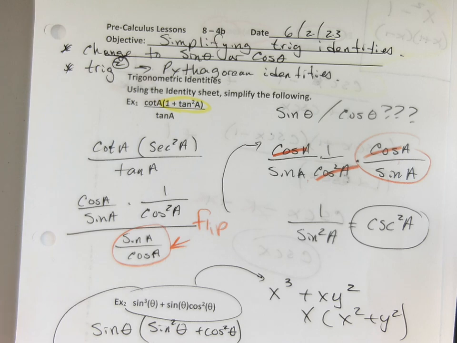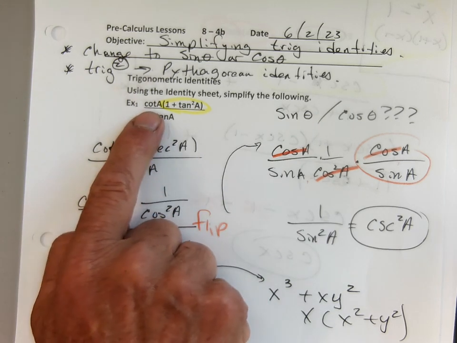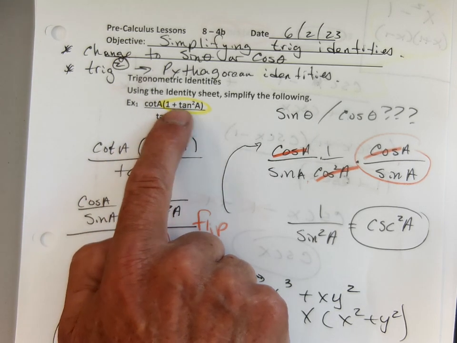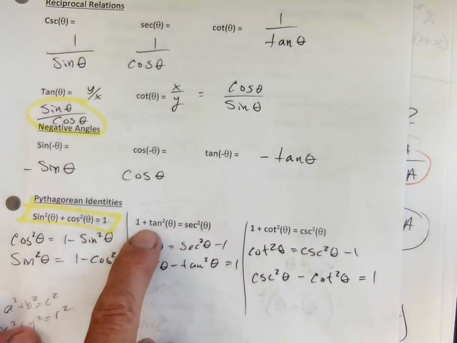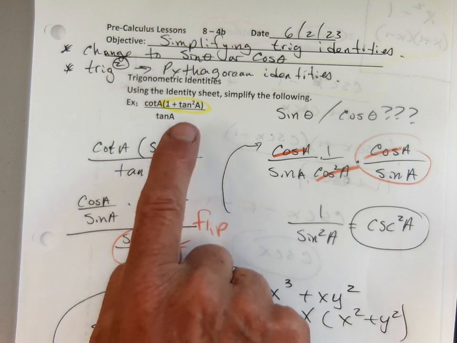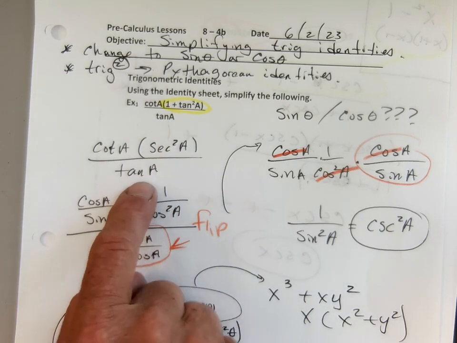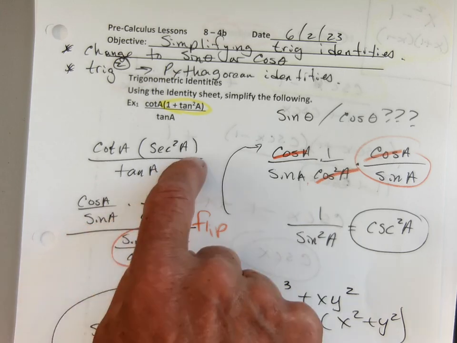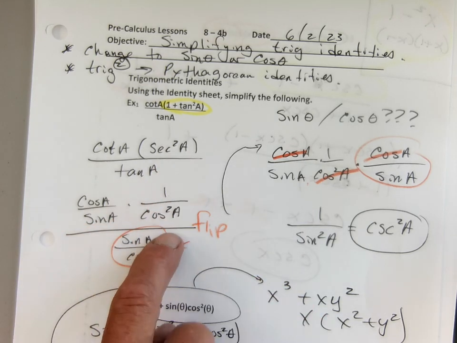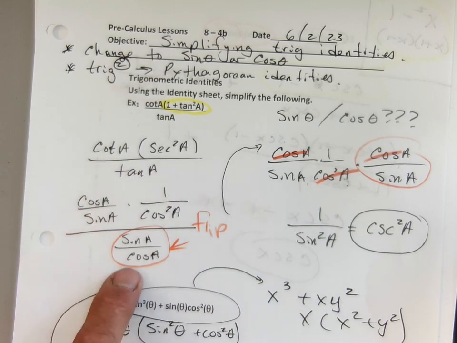So number one, I have a cotangent times 1 plus tangent squared. Now 1 plus tangent squared, I'm like, wait a minute, that's a squared. 1 plus tangent squared is a secant squared, so I changed that to a secant squared. And then I started changing things into sines and cosines. Cotangent is cosine over sine. Secant squared, secant is 1 over cosine, so 1 over cosine squared. And tangent is sine over cosine.